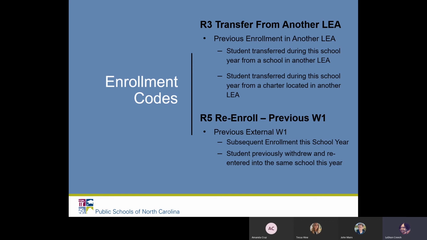R3, transfer from another LEA, means a student is transferring from a school in one LEA to a school in a different LEA or transferring from a charter located in another LEA. R5, re-enroll previous W1. This student is re-enrolling into the same school in which he was previously withdrawn as a W1 this school year.